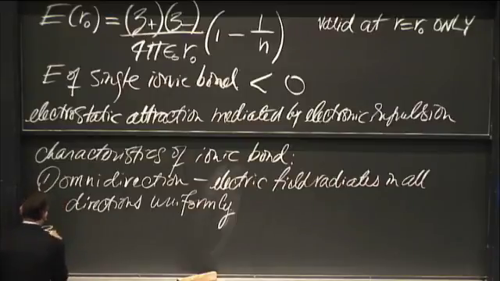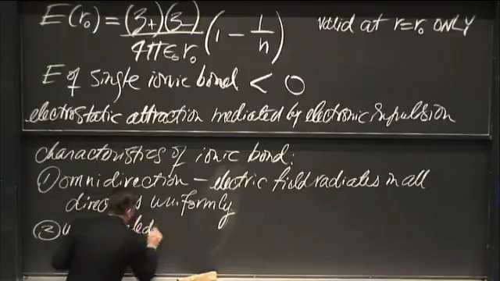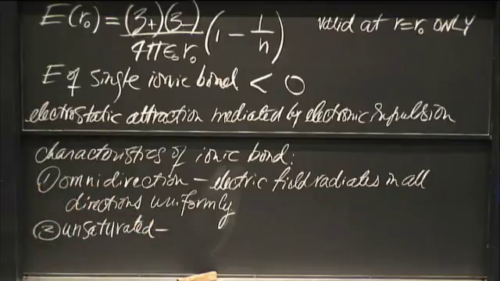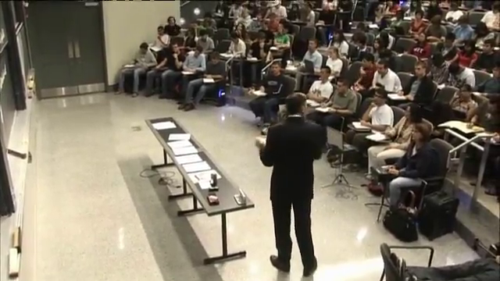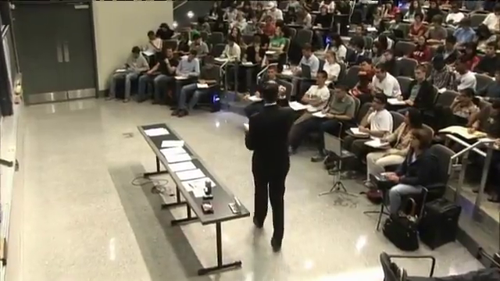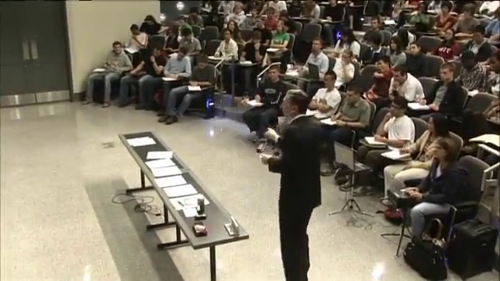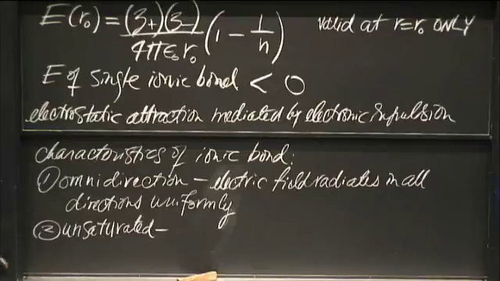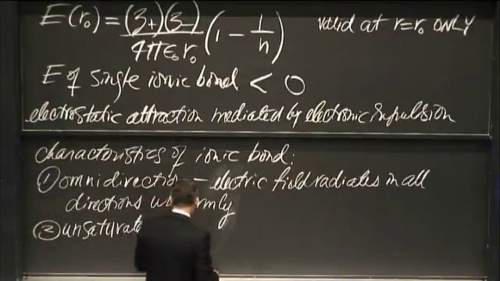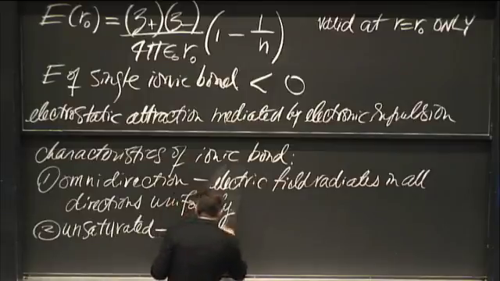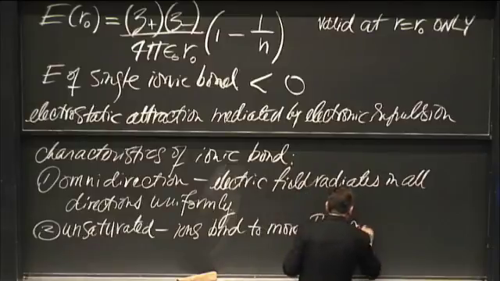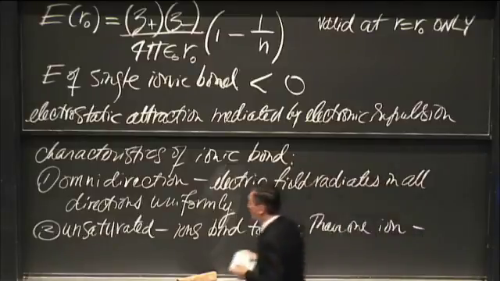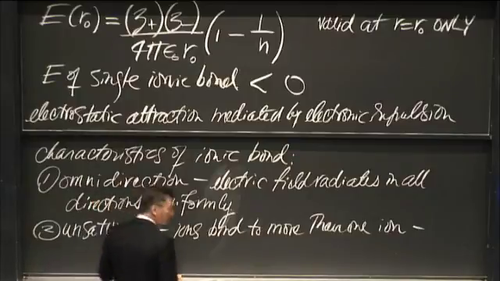And the second thing is that the bond is unsaturated. Unsaturated, which is a chemical way of saying that a given ion can bond to more than one other ion. In other types of bonds, that's not the case. A given atom can only bond once, and then it's done. Whereas in this case, the ion can bond to a plurality of other ions. So ions bond to more than one. Okay? A plurality of bonds is formed. They're polygamous, if you like.